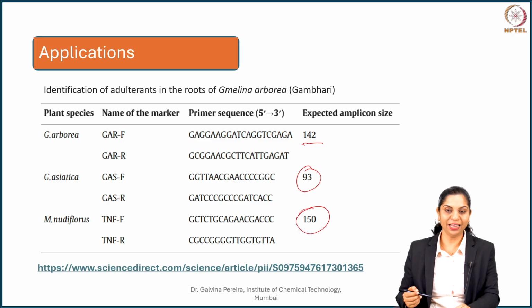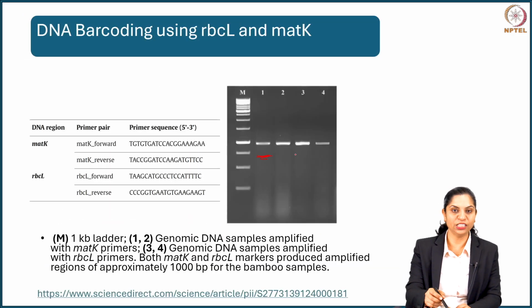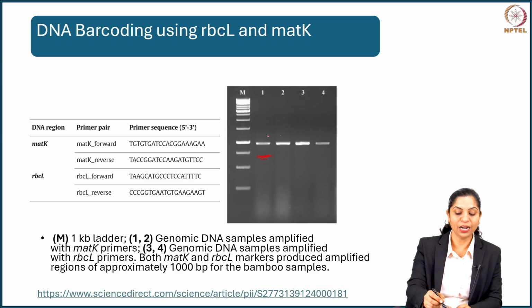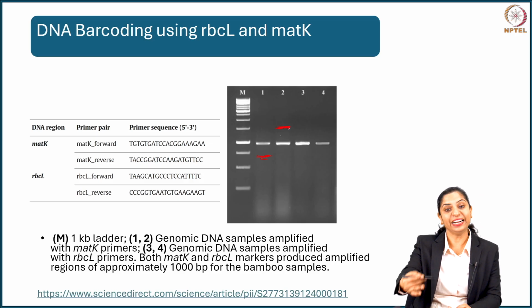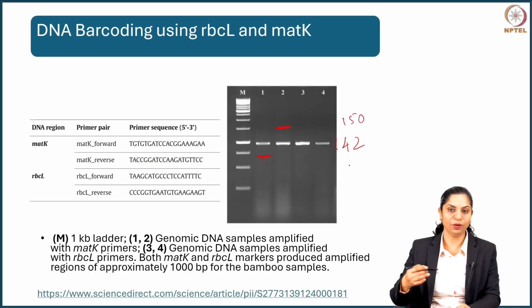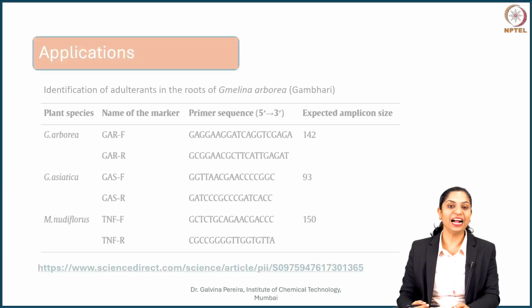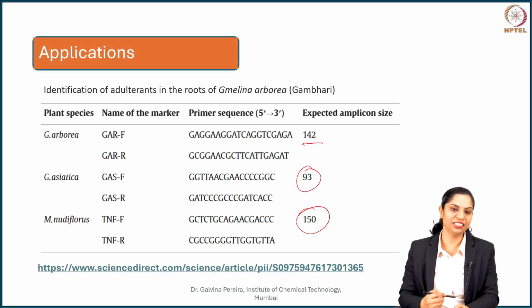What does that imply? Again going back, your typical amplification should look like that, but now because it is higher, it will give you a band at this particular position. So if this is 142, this is your 150 and this is the lower one. So depending upon the genetic size, you can easily identify the adulterants in plants.